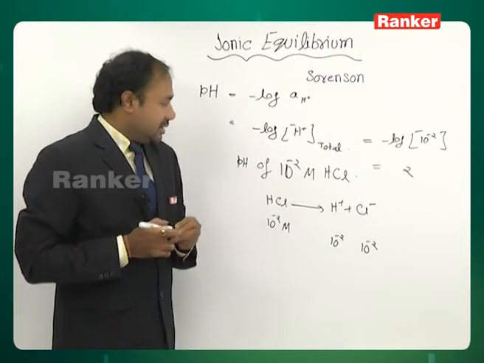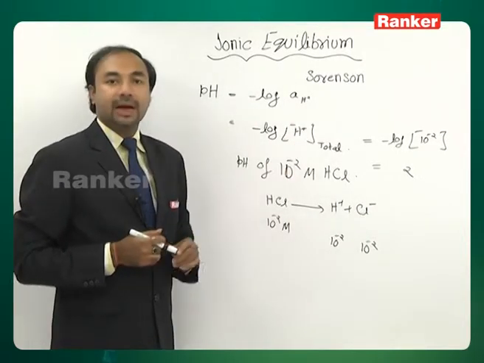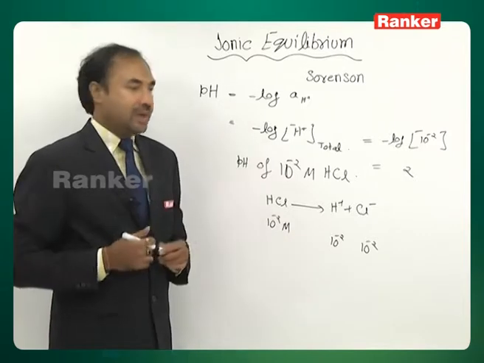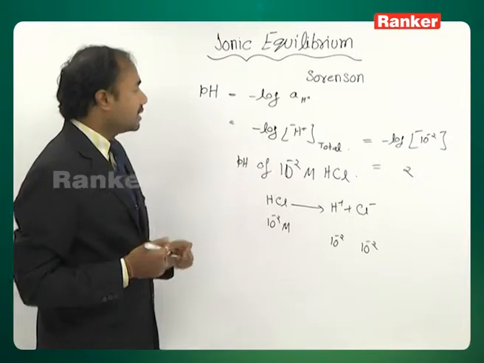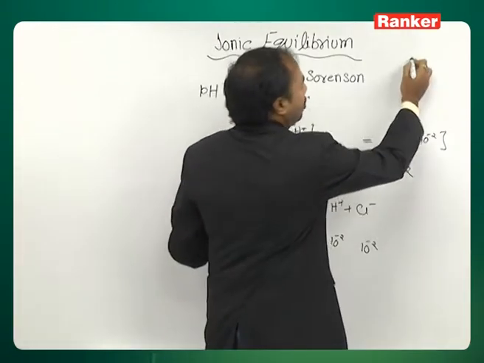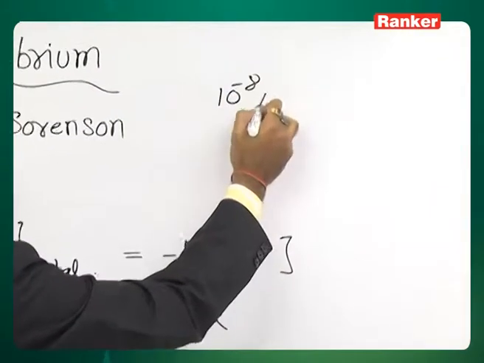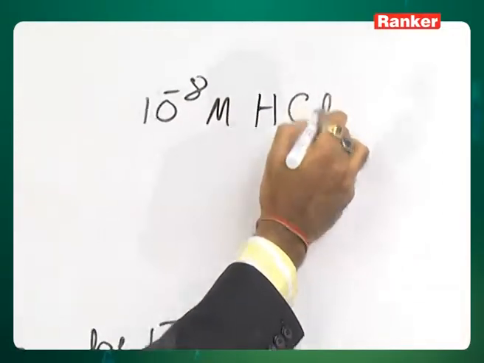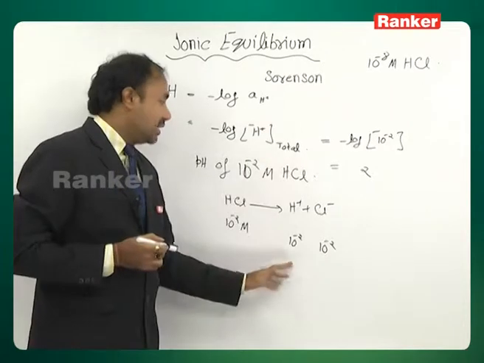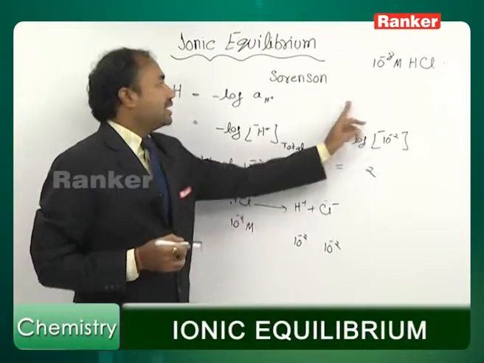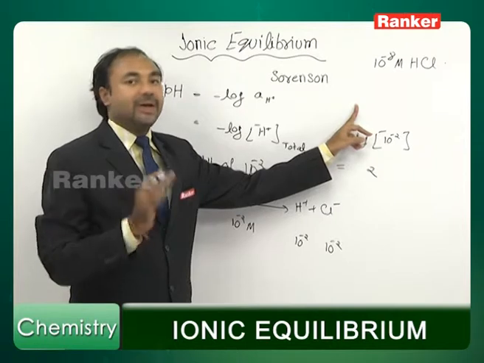See, this example looks very simple, and the case is actually simple also, but we can get complicated cases for this, like they may ask you to find pH of 10^-8 molar HCl solution. Now, the logical answer which the student usually gives immediately after checking this is minus log of 10^-8, so it will become 8.